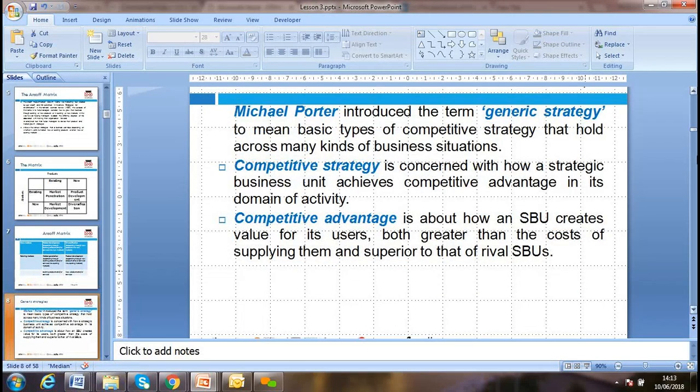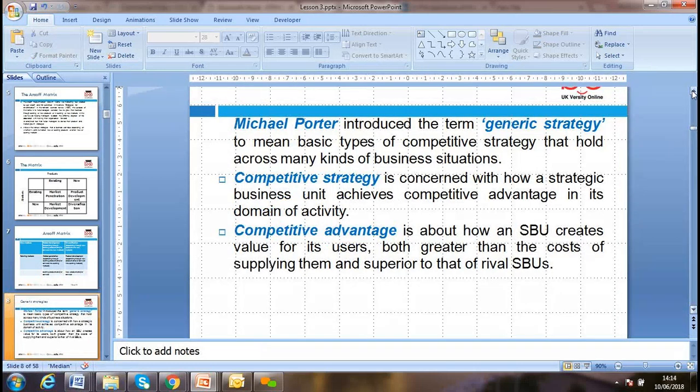Okay, next we are looking at Michael Porter. Michael Porter is quite a famous author. He wrote many books on management, including the competitive advantage of nations. He wrote various other books on marketing, and he gave us corporate strategies.